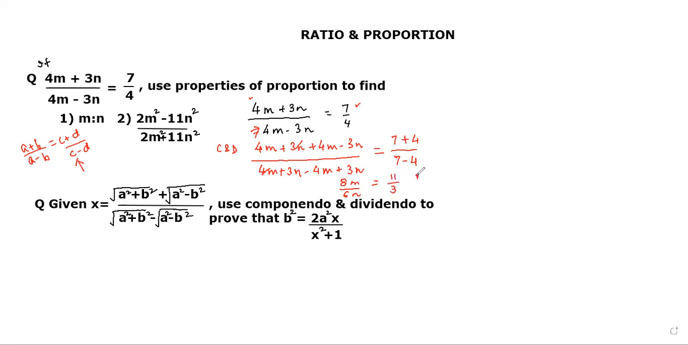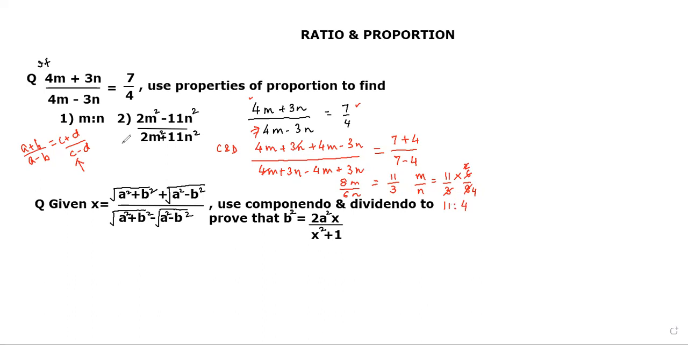So what is m upon n? M upon n is 11 upon 3, and 6 will go in the numerator, 8 will come in the denominator. So 6 upon 8: 3 2s are 6, 2 4s are 8, and so the answer is 11 is to 4. So what is the ratio of m is to n? 11 is to 4. All right.